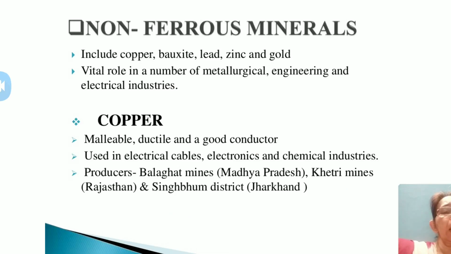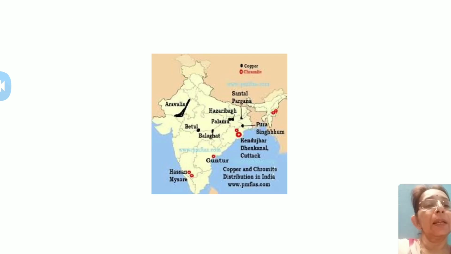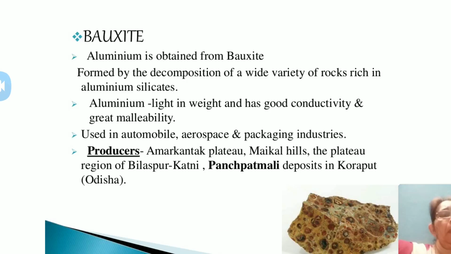Non-ferrous minerals, next we have copper. Copper is a good conductor of heat, used basically in electrical cables, electronics and chemical industries. The main producers of copper are Balaghat mines in Madhya Pradesh, Khetri mines in Rajasthan, and Singhbhum district in Jharkhand. These are the places on the India map: Guntur, Bailadila, Hazaribagh, Betul, Mysore, Khetri. These are the major deposits of copper.